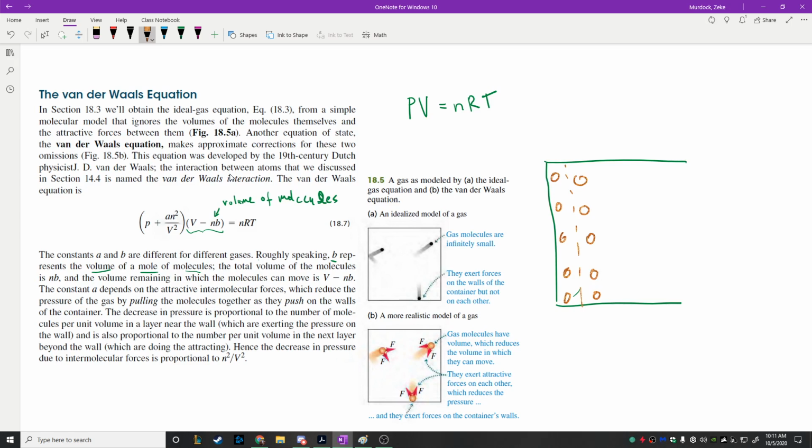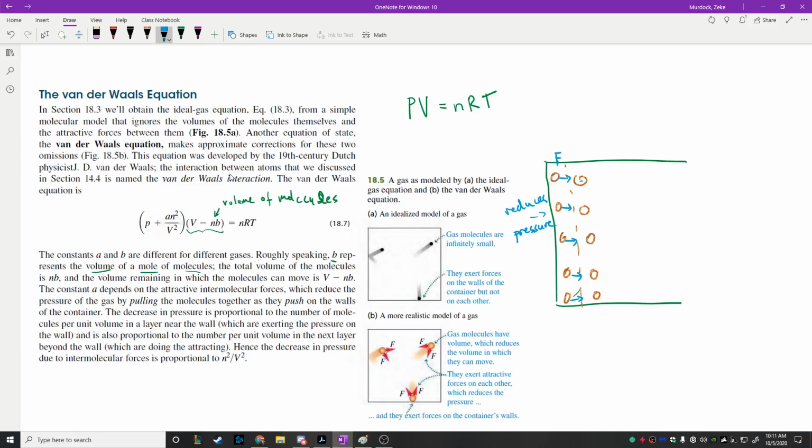So it says the decrease in pressure is proportional to the number of molecules per unit volume in a layer near the wall, and is also proportional to the number per unit volume in the layer next to the wall. That's why you have the n over v twice. So the decrease in pressure due to the intermolecular forces is proportional to n squared over v squared. Effectively, the molecules right here are attracting the molecules nearby with some kind of force, and that force has the effect of reducing pressure on the walls.